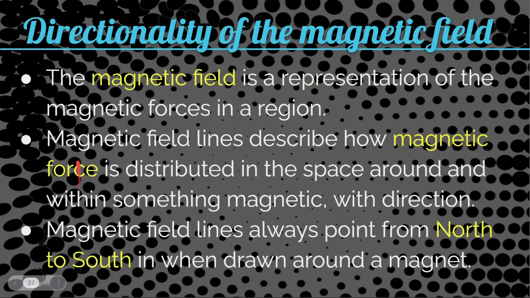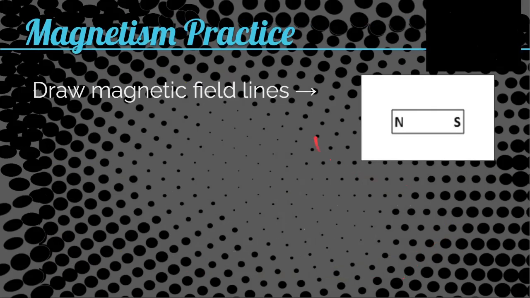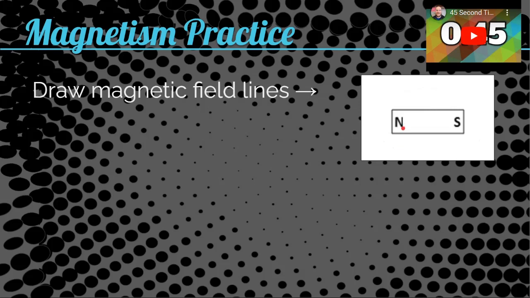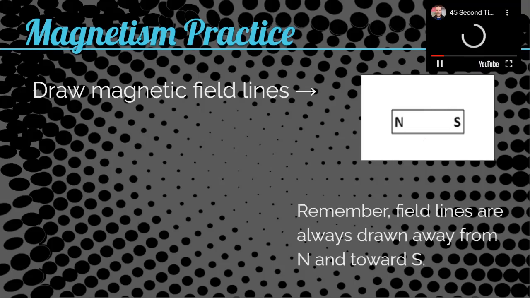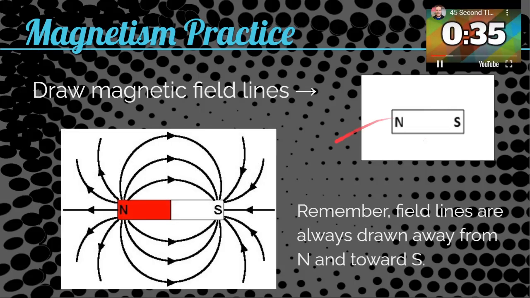Okay, and so that magnetic field, or those field lines, describe how the magnetic force is distributed in the space around and within something magnetic, and they always point from north to south when drawn around your magnet. Again, if I asked you to draw magnetic field lines around a bar magnet that looks like this, you should be able to draw something with those field lines drawn from north to south like this.